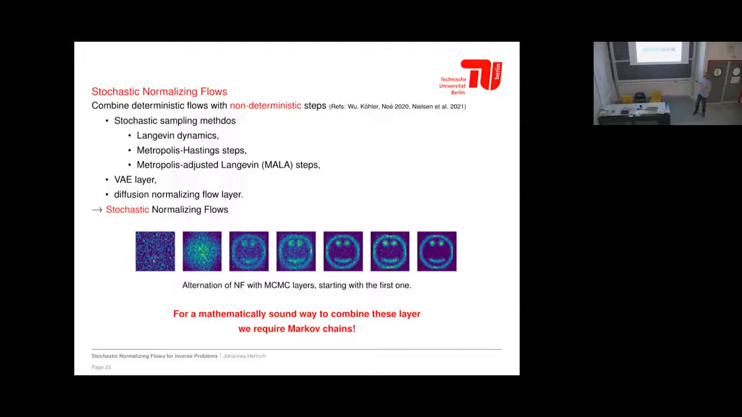So we have here an alternation of normalizing flow transformations and stochastic transformations. And we can reconstruct here this multimodal smiley, which is the density here. But Wu, Noé, and Köhler had problems describing mathematically what they had even done there, even though it works very well numerically. But we have somehow to define what we are doing here, and we will use the tool of Markov chains here.